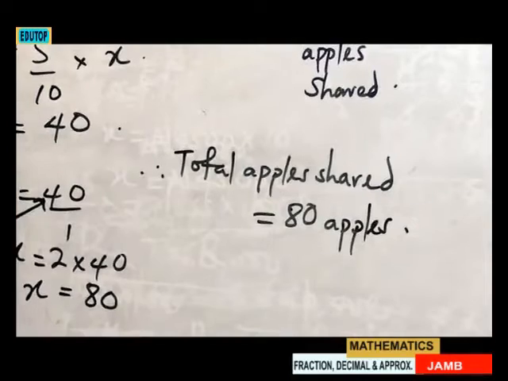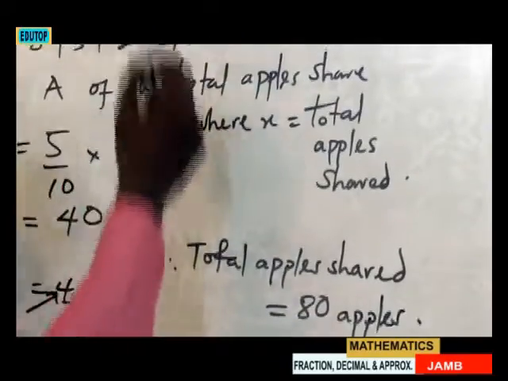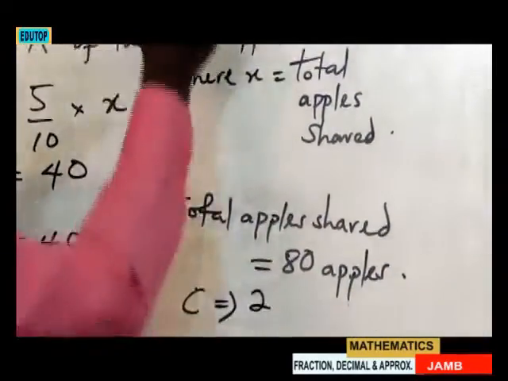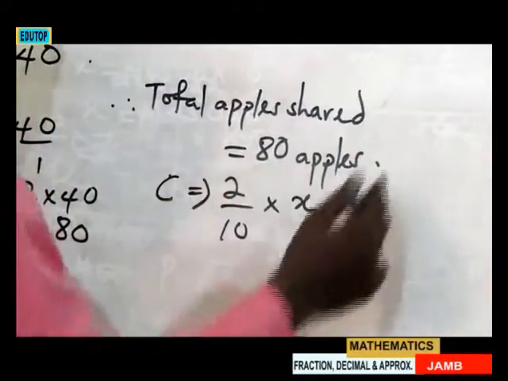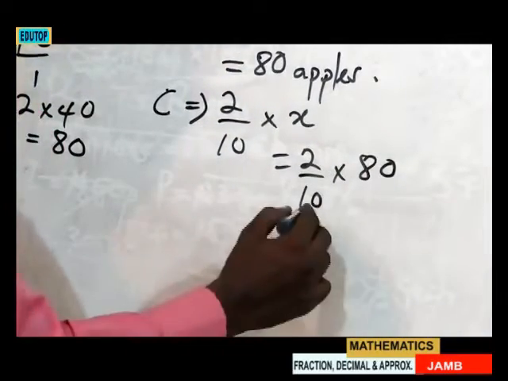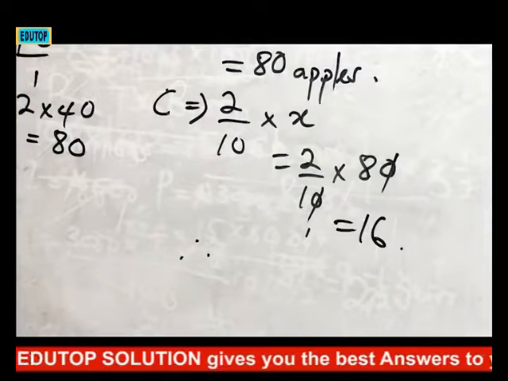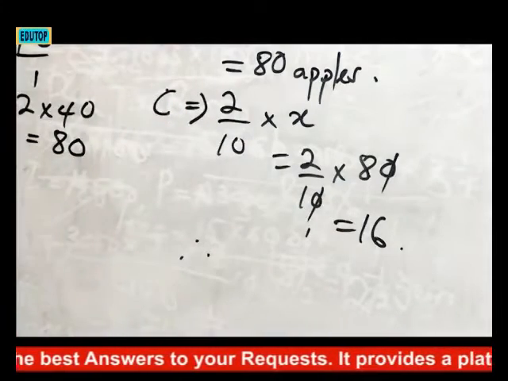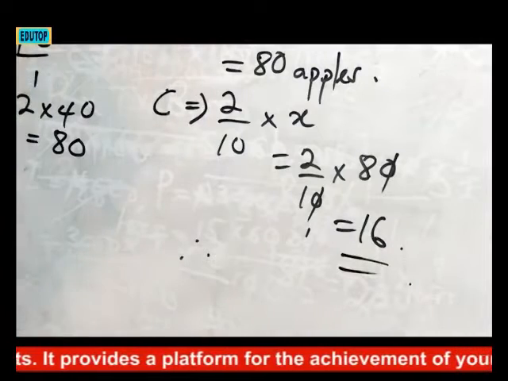But here the question asks us to find the smallest share. According to this ratio, which one will definitely be the smallest? It will be C. And the ratio for C will be 2 over the total, 10, times X, which is the total apples shared. Since the total shared is 80, it will be 2 over 10 times 80. So 0 can cancel this, then 2 times 8 is 16. Therefore, the smallest share is 16. So C will go with 16. So the answer to that question is 16. That means the smallest share will definitely be 16 apples.